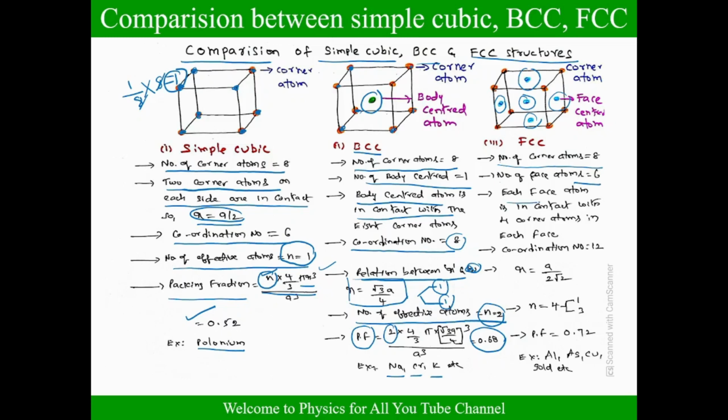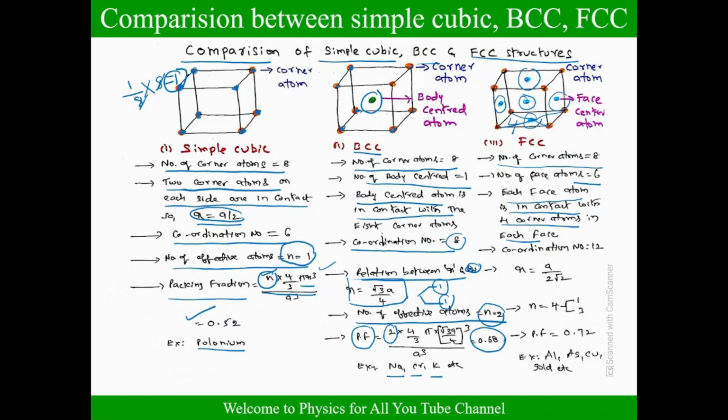This face centered atom is in contact with the 4 corner atoms in each face. Let us take an example. This face centered atom is in contact with the 4 corner atoms in this face. Therefore, it is nearest and equidistant to the 4 atoms in its own plane, 4 atoms in its above plane, and 4 atoms in its below plane. Therefore, 4 plus 4 plus 4, which is 12, is the coordination number for the FCC structure.